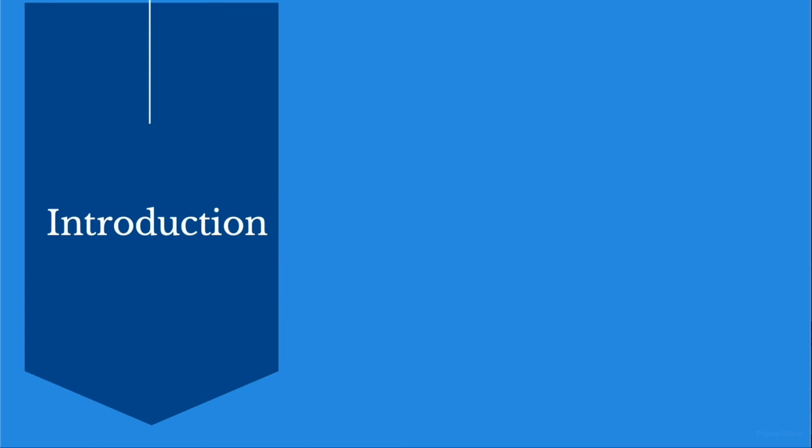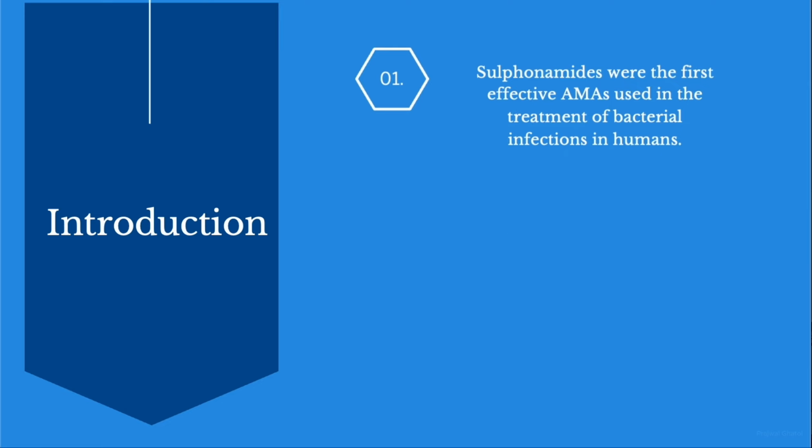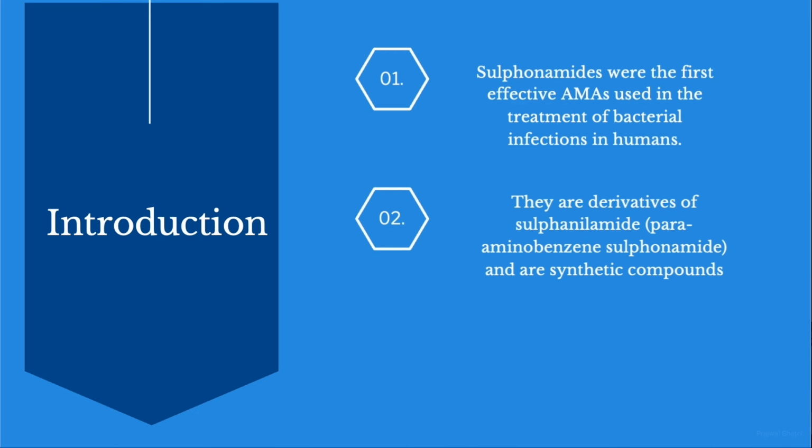So, the introduction. Sulfonamides were the first effective antimicrobial agents that were used in the treatment of bacterial infection in humans. They are the derivatives of sulfanilamide, which is para-aminobenzoic sulfonamide, and they are synthetic compounds.